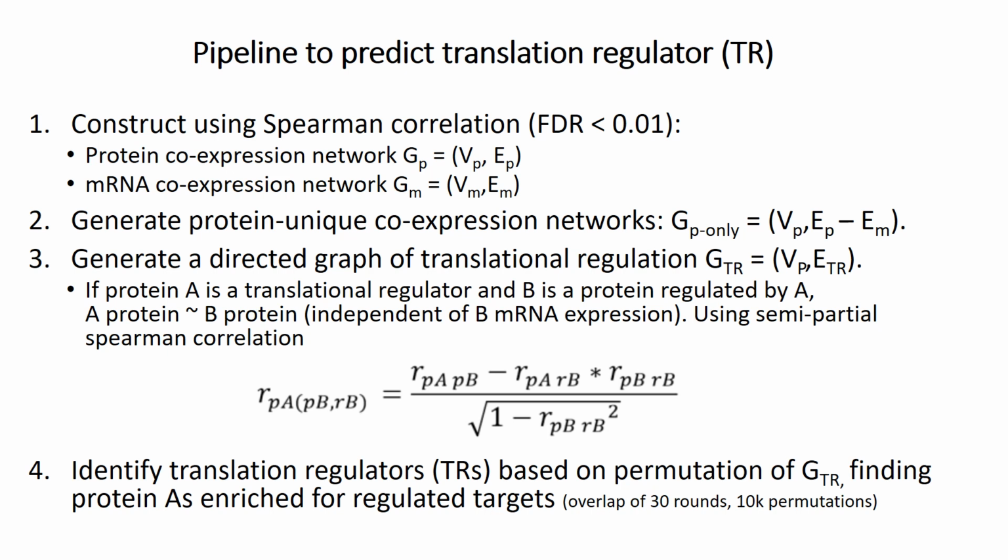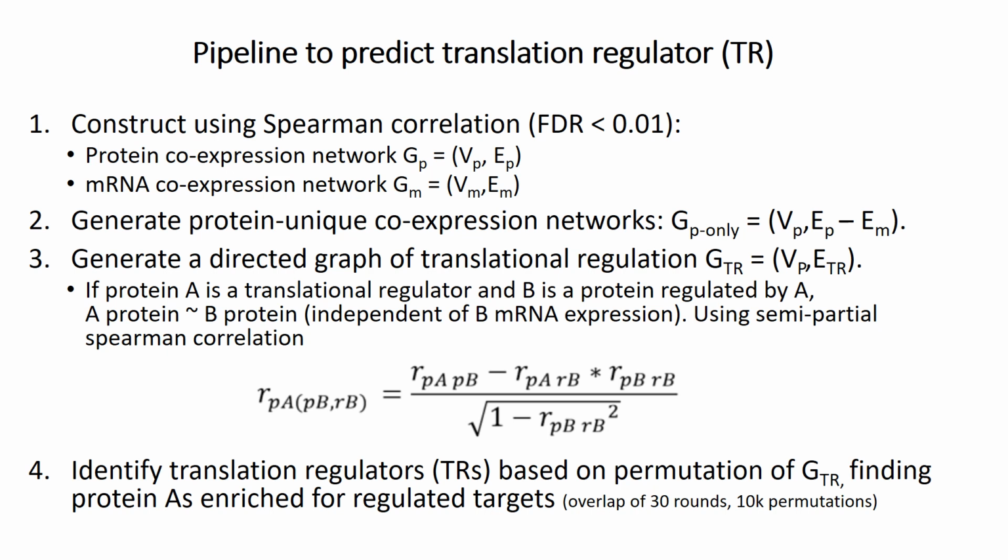First, we construct co-expression networks at both the protein expression level and the mRNA expression level based on Spearman correlation. A BH-corrected p-value of less than 0.01 is defined as significant, which is also applied to other steps. Second, we remove the mRNA co-expression network from the protein co-expression network, generating a protein-unique co-expression network.